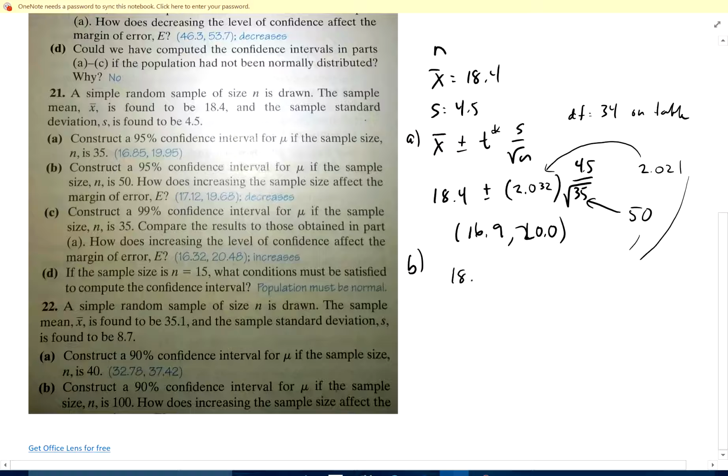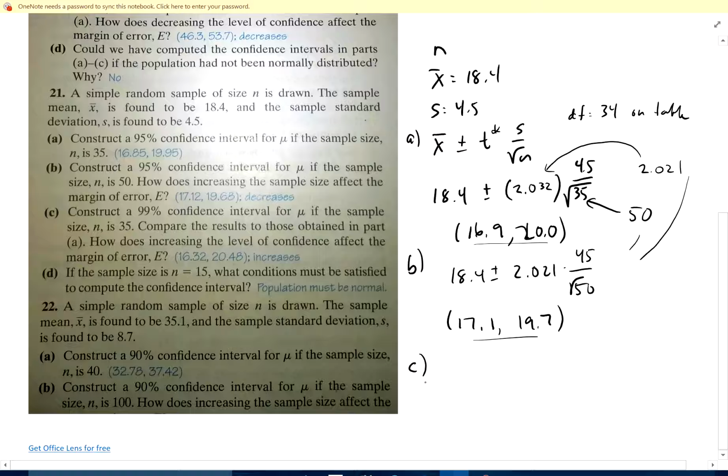So it'd be 18.4 plus or minus 2.021 times 4.5 over the square root of 50. And if I do that, I get 17.1 to 19.7. And that interval got smaller, didn't it? Okay.